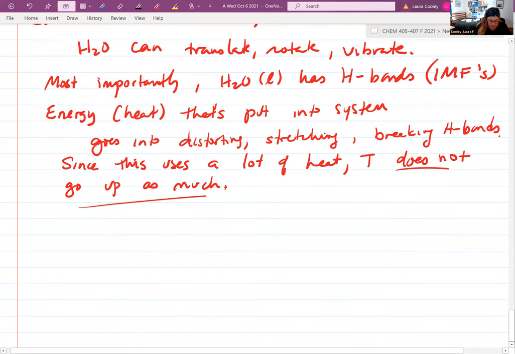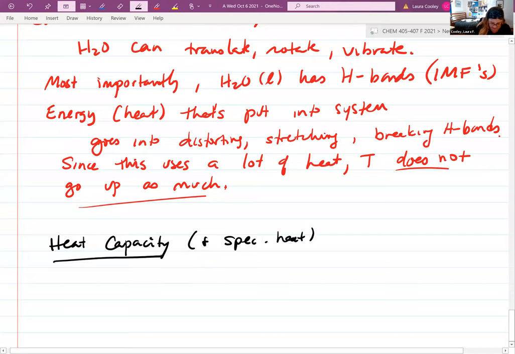Now, as you could tell from this discussion, it seems pretty clear that heat capacity, and also specific heat, but we talk more in PChem about heat capacity, has to do with how the input or output of heat affects the temperature.